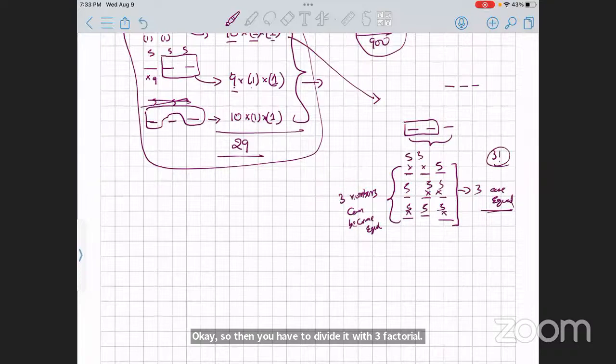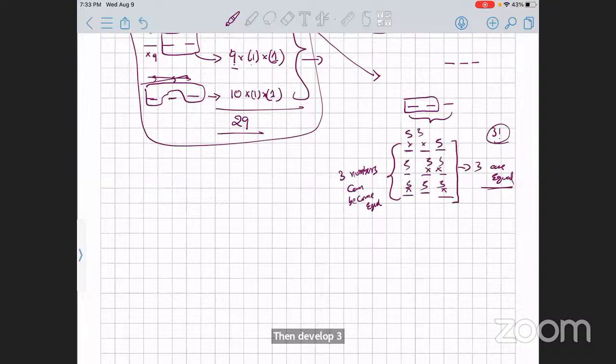Then divided by 3 factorial. Okay. Then if these are 6, 6, and it will become 6, 6, 6. How will you tackle this problem?